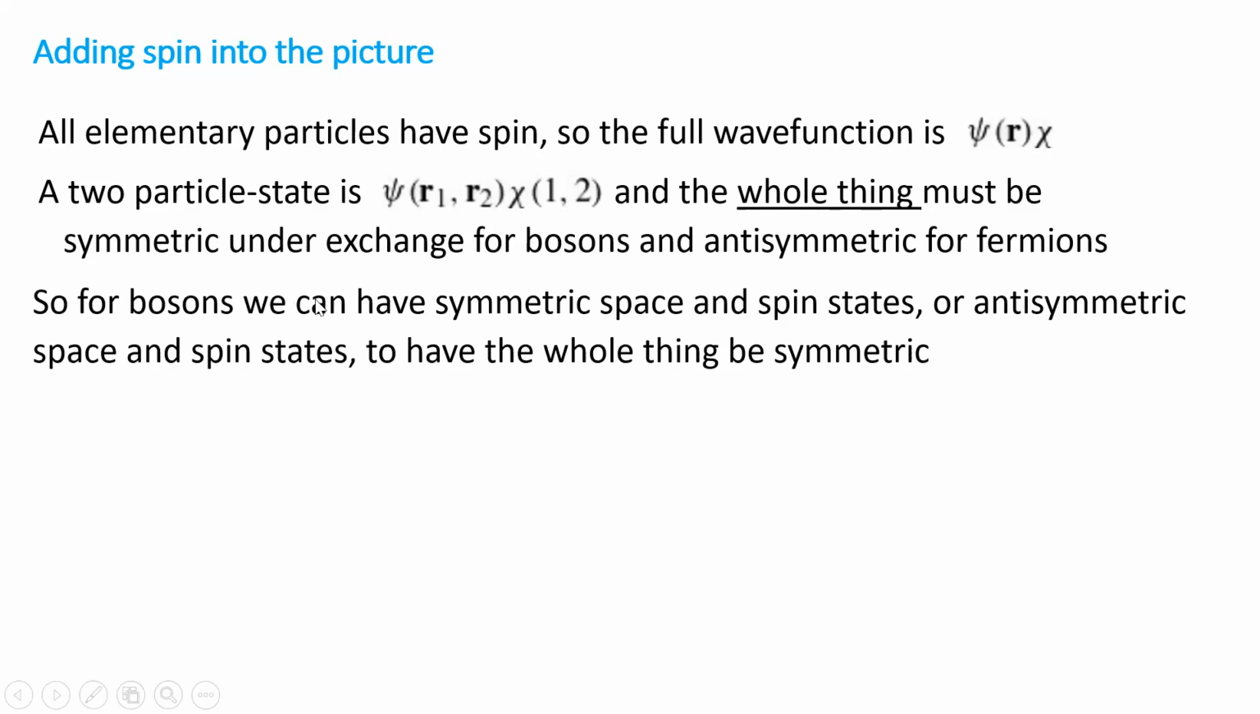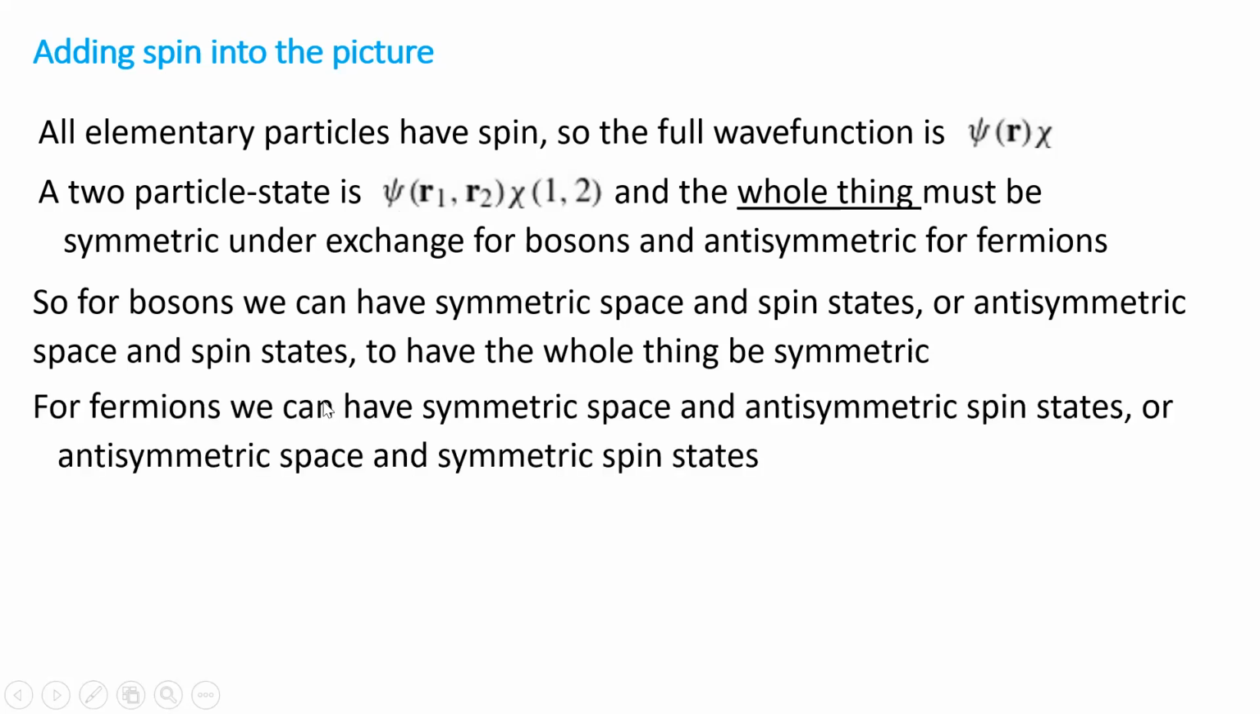Well, for bosons, if the whole thing must be symmetric under exchange of 1 and 2, we can either have the spatial part symmetric and the spin part symmetric, so that the whole thing is symmetric. Or we can have an anti-symmetric space part, so when we switch, we get a -1, and an anti-symmetric spin part, so when we switch that, we get a -1. And then the two -1s multiply to 1, and we have a symmetric total. So for bosons, we can have either symmetric space and symmetric spin states, or anti-symmetric space and anti-symmetric spin states, to have the whole thing be symmetric.